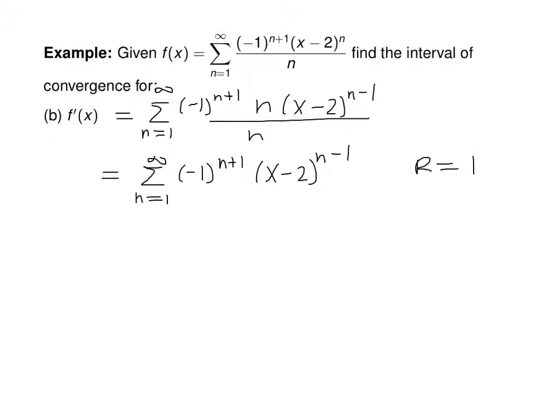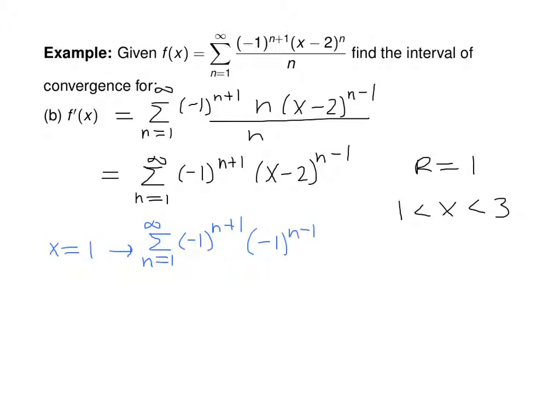We still have the preliminary interval of x is in between 1 and 3. We still have to check x equals 1 and x equals 3 in this expression. So if x is equal to 1, we get a sum from n equals 1 to infinity, (-1)^(n+1), multiplied by (-1)^(n-1). Anywho, this diverges by the test for divergence. The limit of the terms does not go to 0.